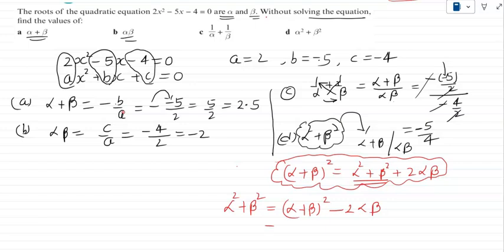Yeah. So now what is the value of alpha plus beta here? Yeah, 5 over 2, or we can say 2.5. That's fine. So it is 2.5 square minus 2 times alpha beta. And what is the value of alpha beta? Minus 2. So we can put it here. So 2.5 square, that should be 6.25, and plus 4. So 6.25 plus 4, if you add it, it should be 10.25, right?